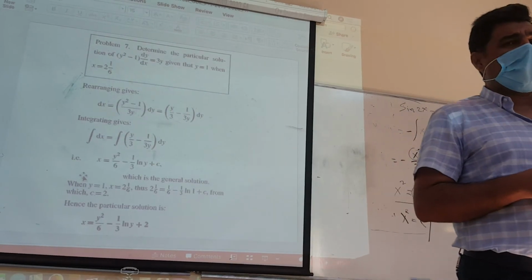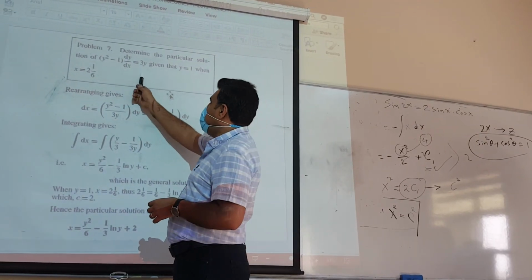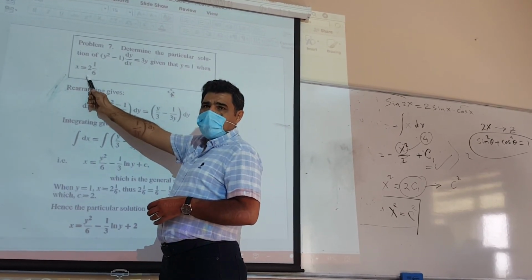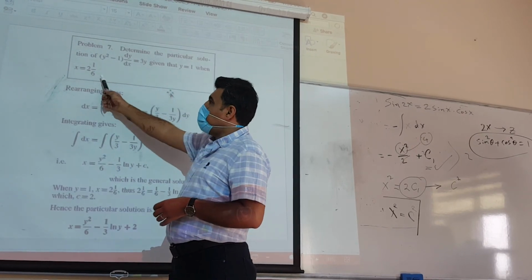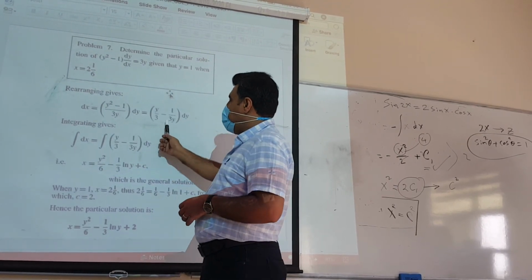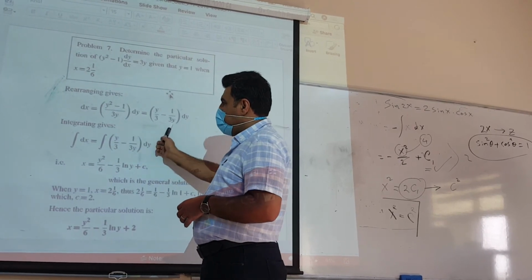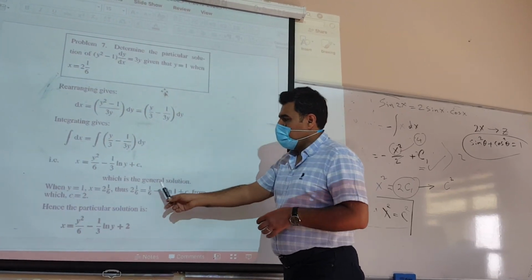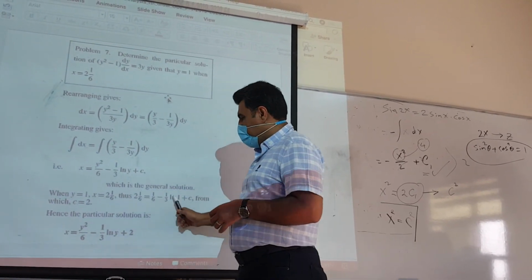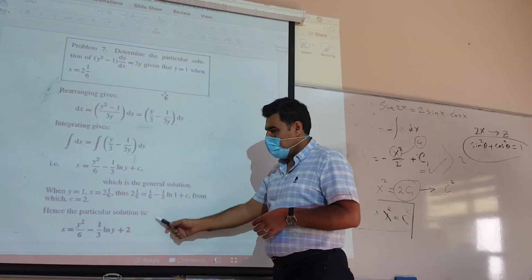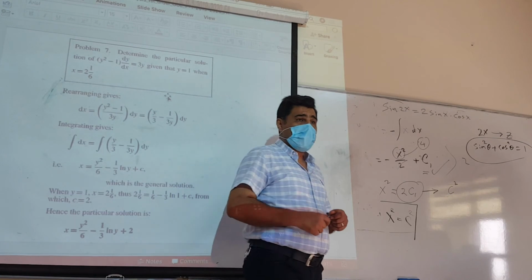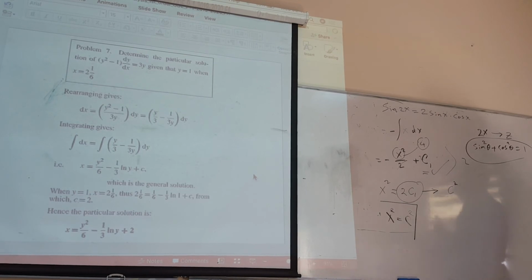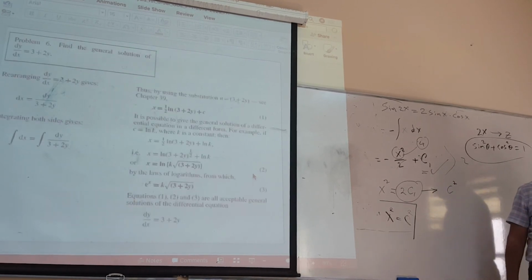You have the equation and you have the particular point, so the boundary or initial value. Then you will apply the same thing. You will separate the x and y, and then you will integrate it. Whenever you integrate it, you will need to substitute x and y and then get the value of c. Whenever you put the value of c in the general solution, you will get the particular solution for this equation. So this is the same way to solve this one.